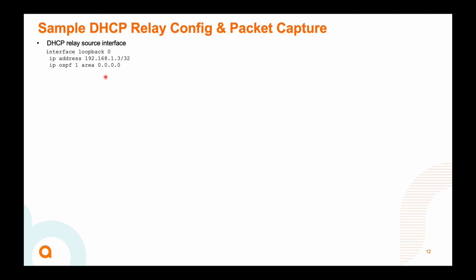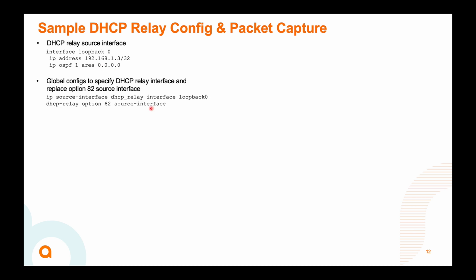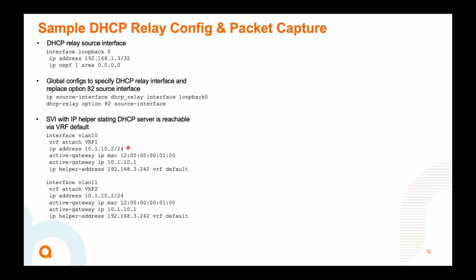This is what you configure on your access VTEP or your leaf switch, loopback that's advertising into OSPF. We do need to modify the source interface DHCP relay when it's trying to communicate with the DHCP server remotely. These two commands are required globally. On your SVIs, which are the default gateways facing your clients, you attach your VRFs, you have your physical IP, your SVI IP, and your active gateway.